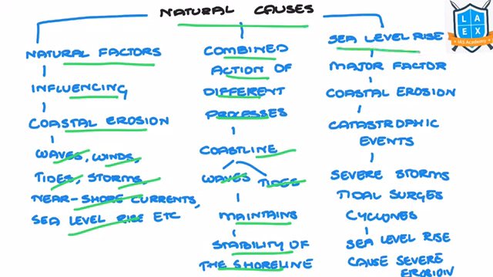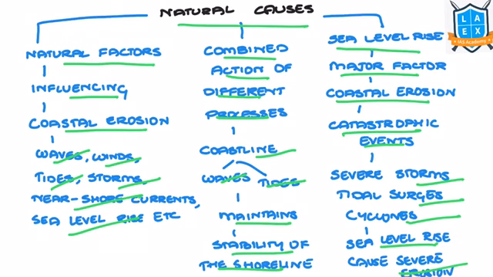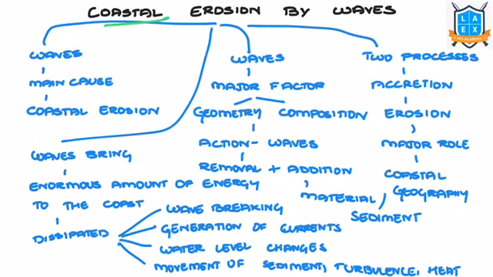Sea level rise is another major factor for coastal erosion. Catastrophic events like severe storms, tidal surges, cyclones cause the sea level rise and cause severe erosion. Coastal erosion by waves. Waves are the main cause of coastal erosion.